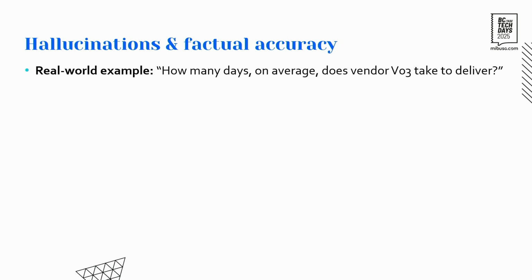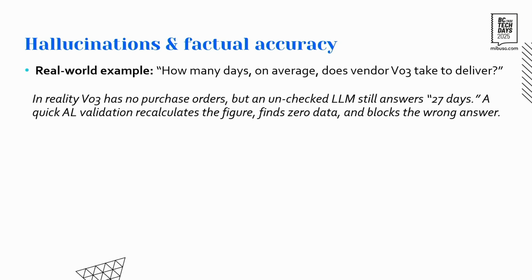Let's look at another example. So now our Copilot is built on top of some vendor information and all the transactions that we had with the vendors. A question that the user can ask is, what's the time it takes for a particular vendor for delivery? In this case, vendor 03. Even though we have not provided any purchase history, the model would be naive enough to respond saying 27 days.